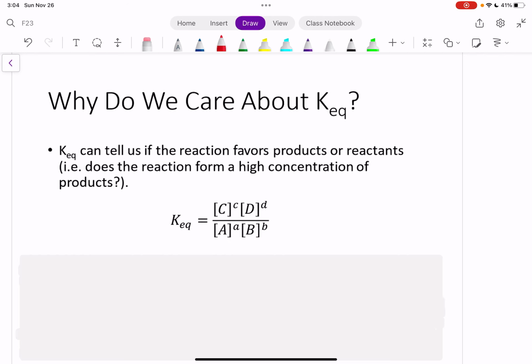All right, so why do we actually care about KEQ, or our equilibrium constant? What does it matter? So this equilibrium constant can actually tell us if the reaction favors products or reactants at equilibrium. So if your equilibrium constant is some value, we can use that value to tell us, oh, our reaction favors products at equilibrium, which means I have more products than reactants at equilibrium. Or maybe my KEQ shows that my reaction favors my reactants at equilibrium. So I have more reactants at equilibrium than I have products.